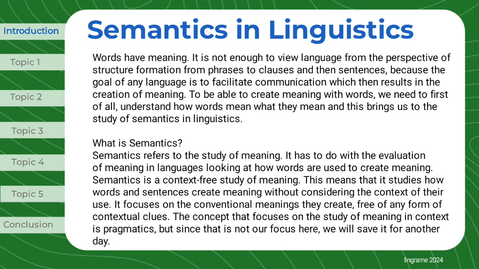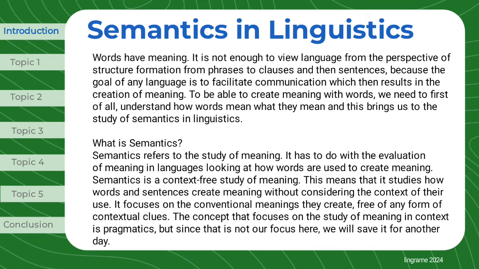What is semantics? Semantics refers to the study of meaning. It has to do with the evaluation of meaning in languages, looking at how words are used to create meaning. Semantics is a context-free study of meaning. This means that it studies how words and sentences create meaning without considering the context of their use. It focuses on the conventional meanings they create, free of any form of contextual clues.